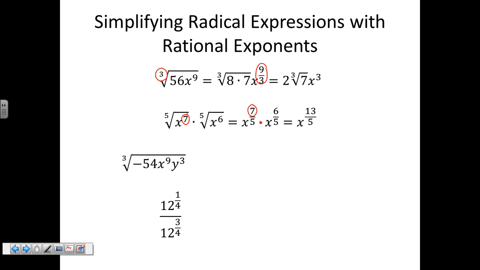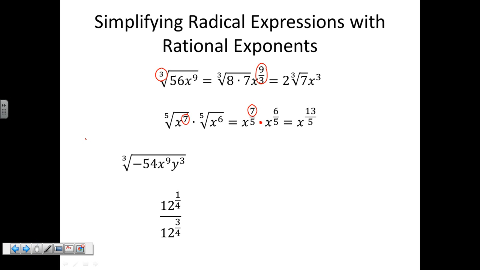And this actually isn't that big of a deal. Adding 7/5 plus 6/5, we have a common denominator there in the exponent. So x to the 13/5. That means that it's a power of 13, a root of 5.